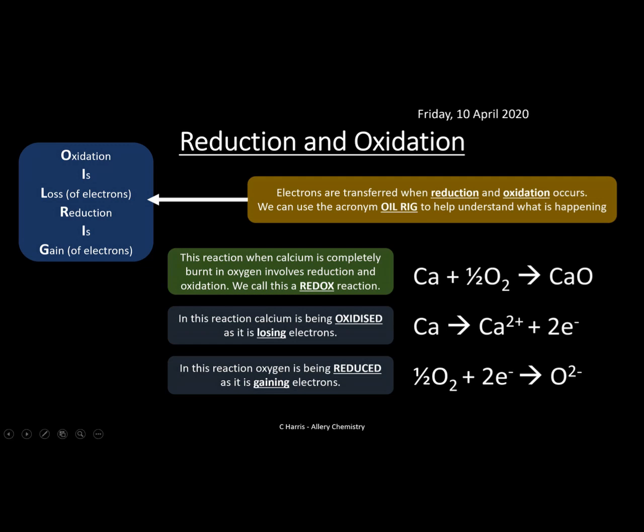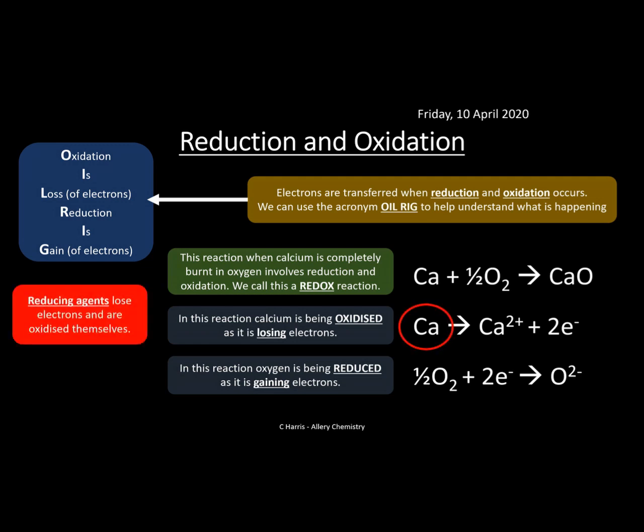But if we combine these 2 equations, we get that. So we've got a redox reaction. You will come across this at A level. You might not have done it at GCSE, but we have chemicals which do this for us. So for example, we have agents.